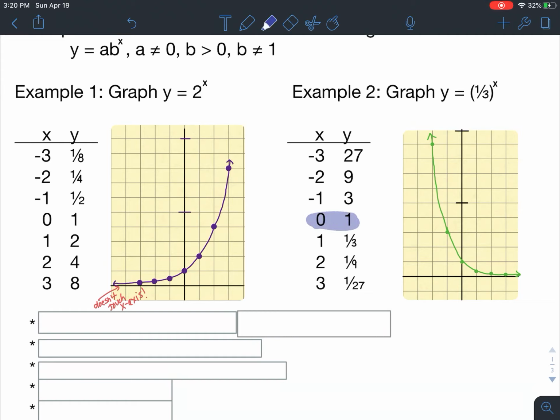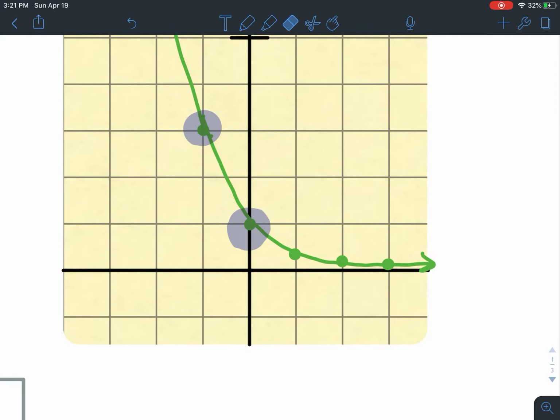First, I would suggest plotting the point 0, 1, and then negative 1, 3, negative 2, 9. Now, if you notice, I didn't actually graph negative 3, comma 27 simply because it was never going to fit on the graph. So I just didn't include it. And then going to the right, 1, comma 1/3, 2, comma 1/9, 3, comma 1/27. And again, you don't have to get crazy. You just want to make sure that these points are getting closer to the x-axis, but are not actually touching it.